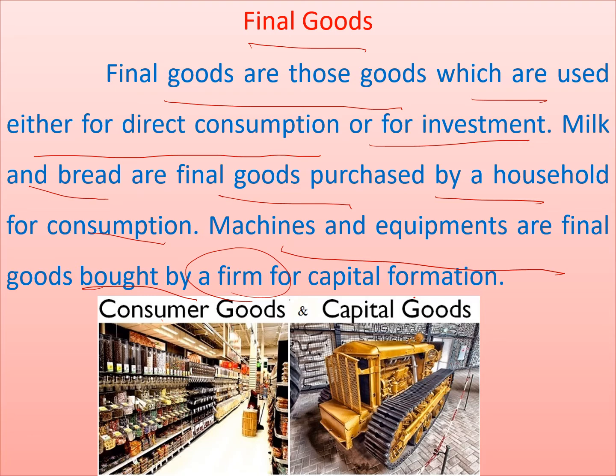For example, see here, this is consumer goods. This is a supermarket. Households go and consume something, that is called consumer goods. Capital goods is also a final good. It is also a produced good, but it is used to produce some other goods, that is called capital goods.